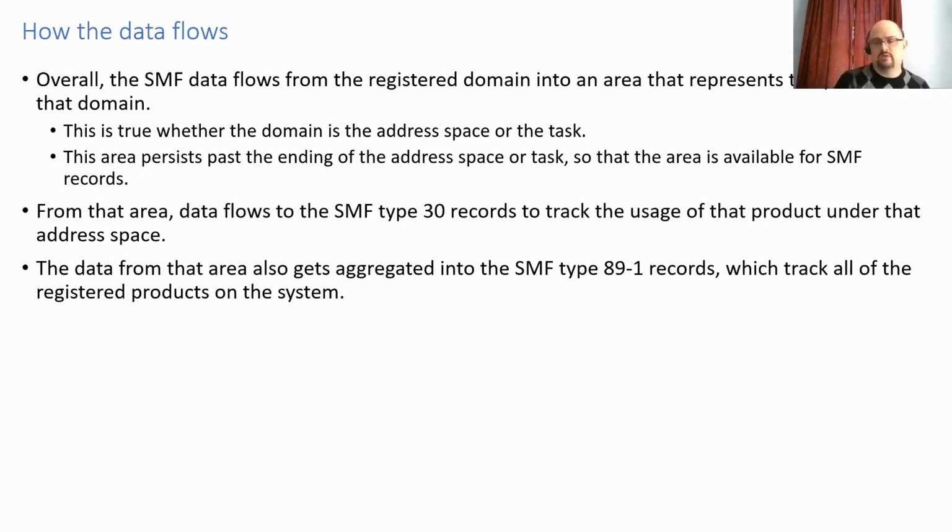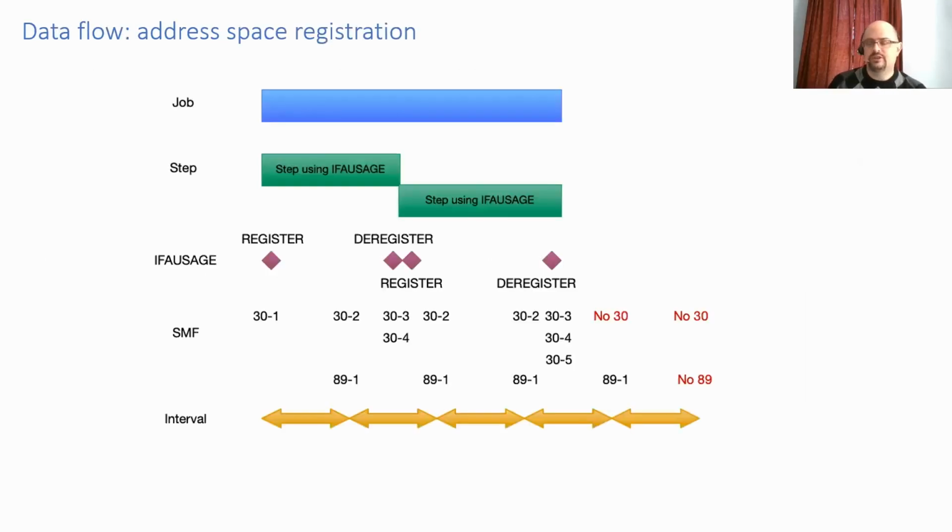But we also aggregate that into the SMF type 89 subtype 1s, which track all of the registered products on the system. I think most times if somebody's looking at product data, they're probably looking at the 89 records rather than the type 30 records, but there's data in both. And so we had that pictorial view early on.